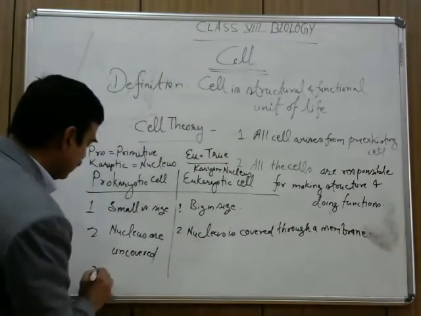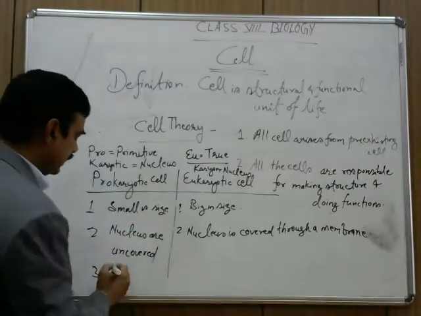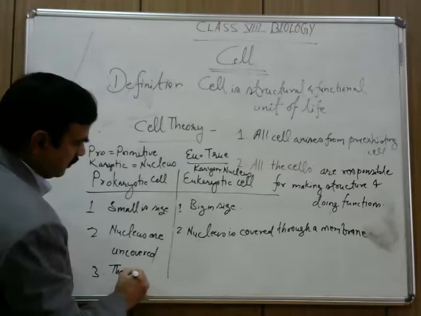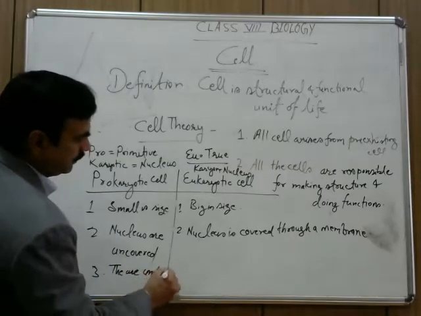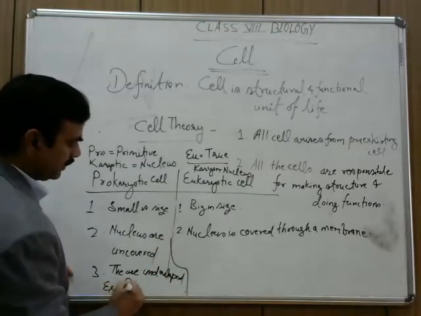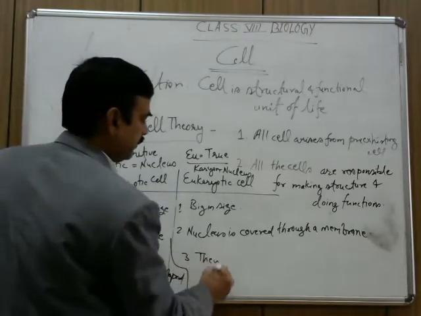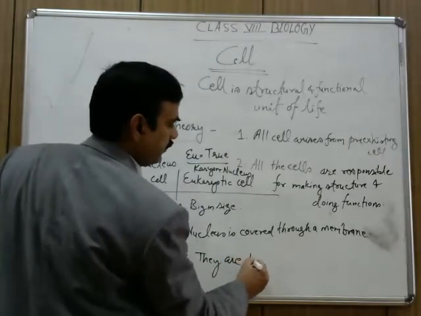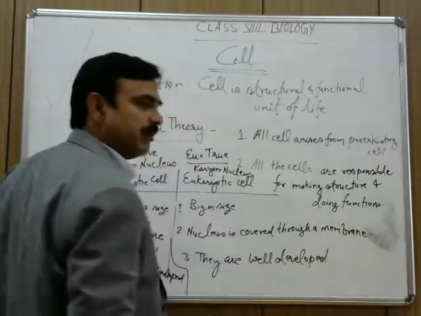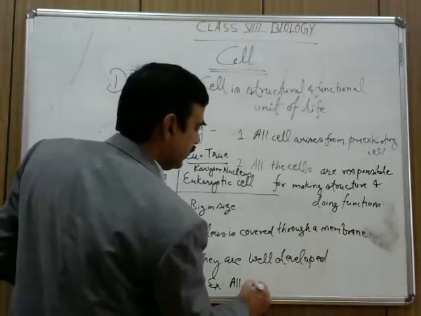Number three, you can write: the prokaryotic cells are undeveloped, rather I should say they are undeveloped. Example, bacteria. Here, well developed. Examples, all plants and animals.